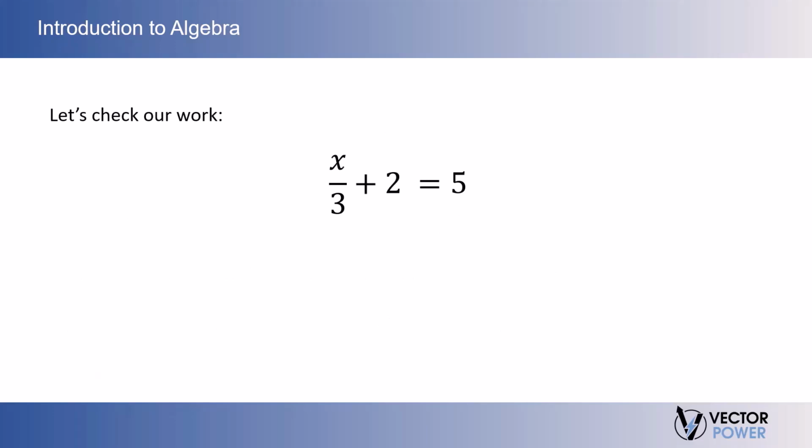All right, let's check our work though. So again, we started with x divided by 3 plus 2 equals 5. We substitute 9: 9 divided by 3 plus 2 equals 5. 9 divided by 3 becomes 3 plus 2 equals 5. Hey, look at that. It checks out.